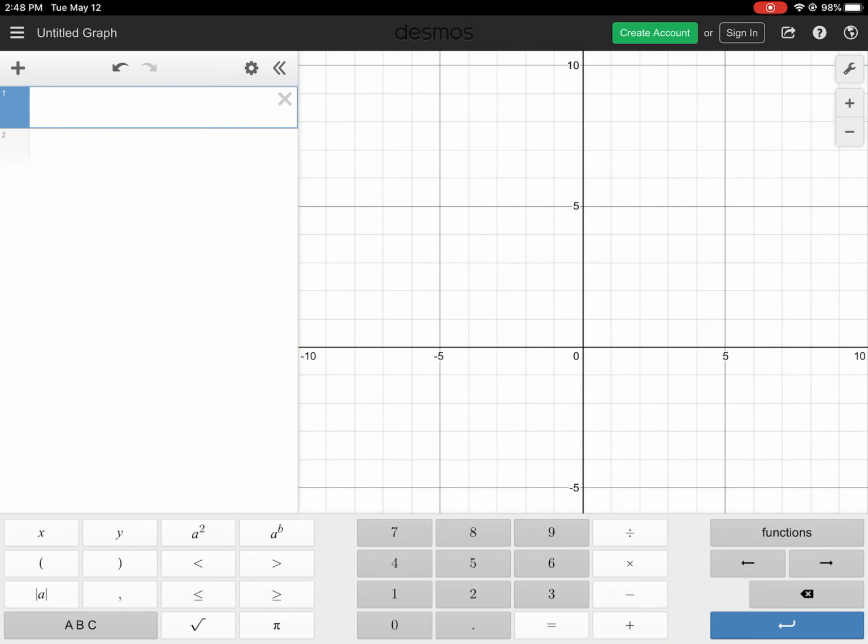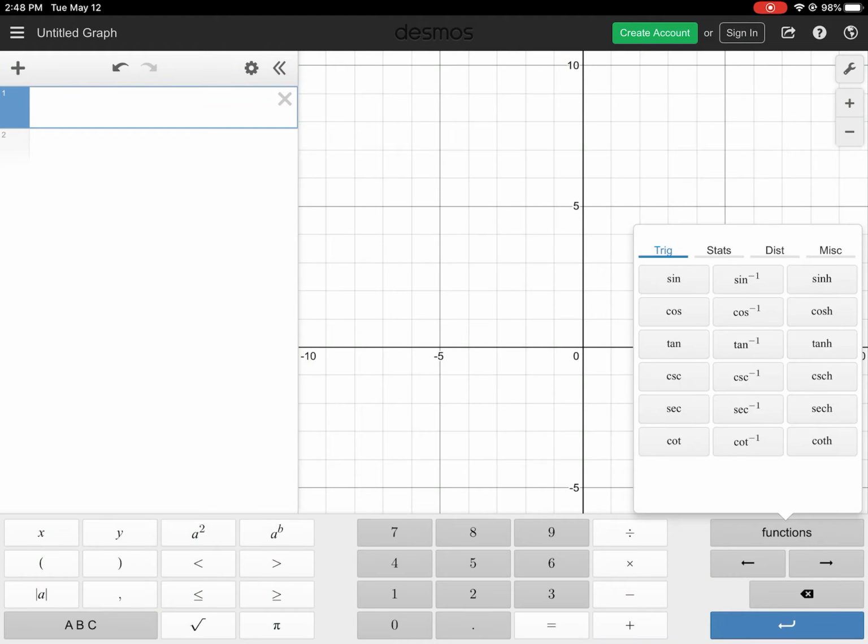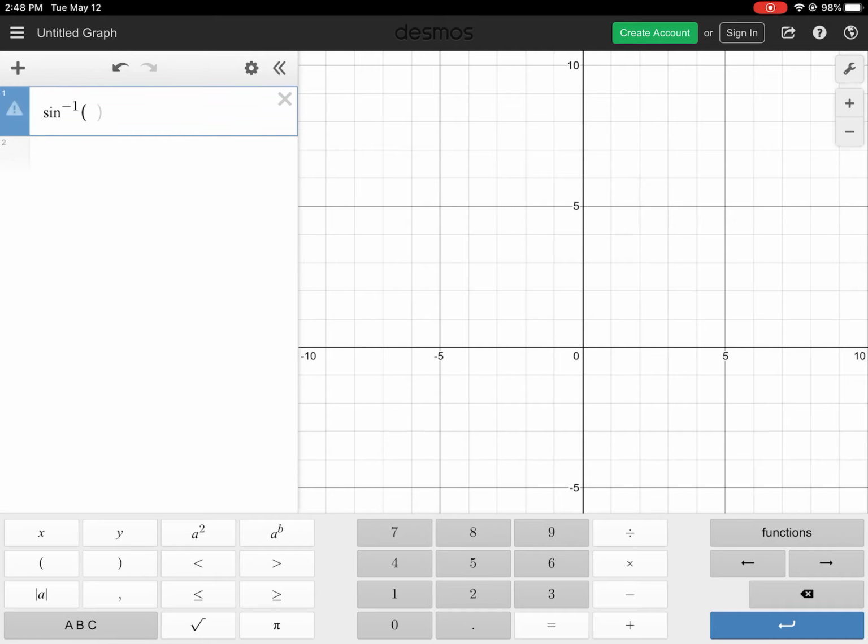We change it from radians to degrees. We find our functions. Wow, this is like our whole unit right here. Sine inverse 14.9, I think, divided by 16.7. Let's see if we got that right.